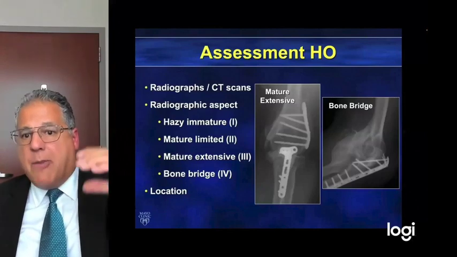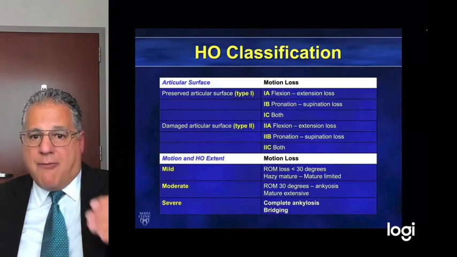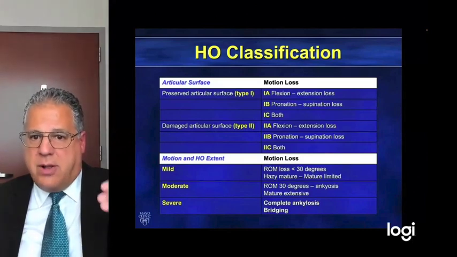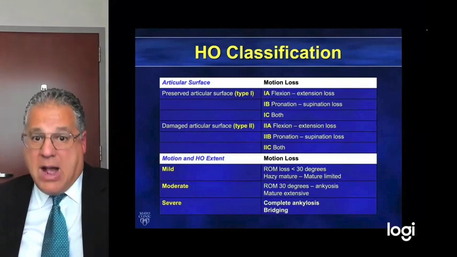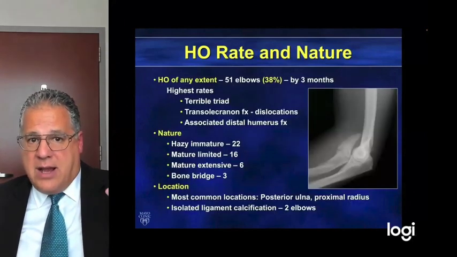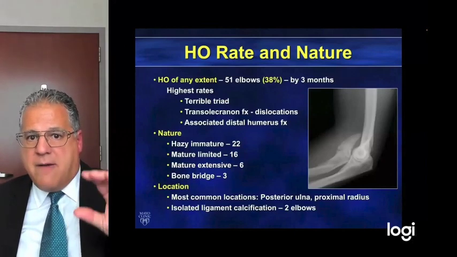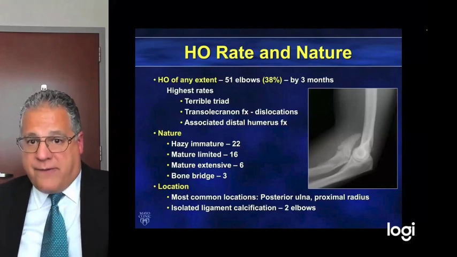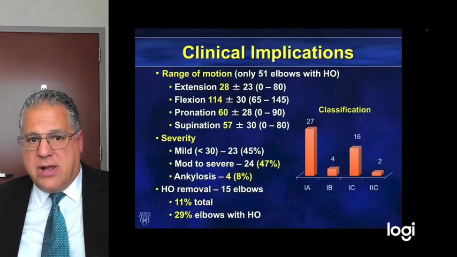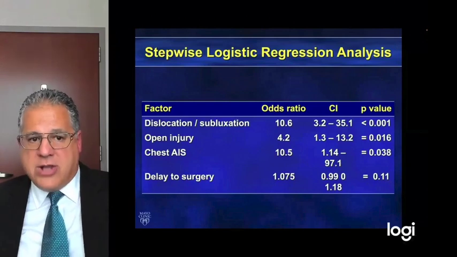We tried to analyze how mature the HO was. We then classified them into what type of motion was lost, flexion, extension, pronation, supination, or both, and how severe, mild, moderate, or severe. And what we found is that in elbows with a fracture of the radius, ulna, or dislocation, 40% of the elbows had some evidence of HO by 3 months. However, only half of these elbows had loss of motion, and about 11% of these elbows were taken back to the operating room for HO removal.